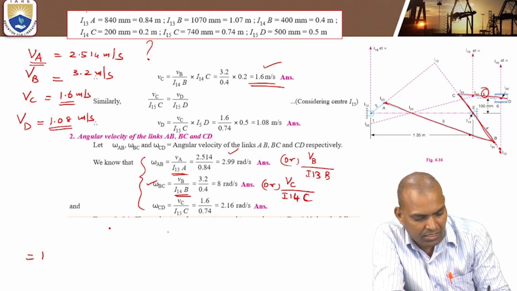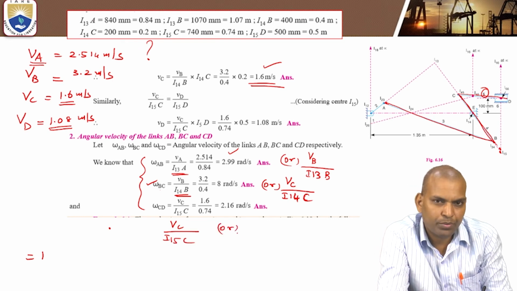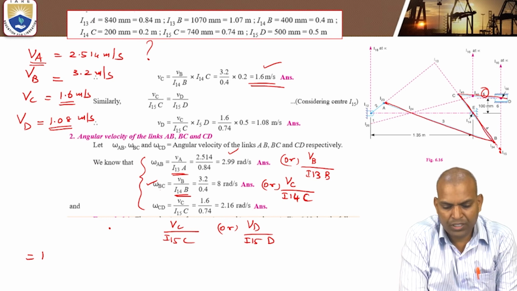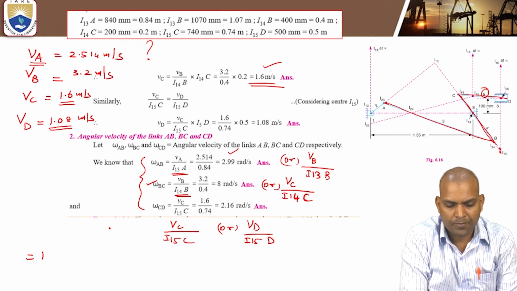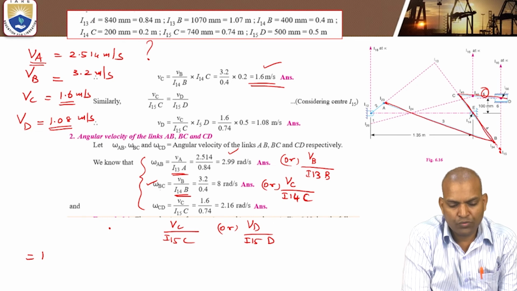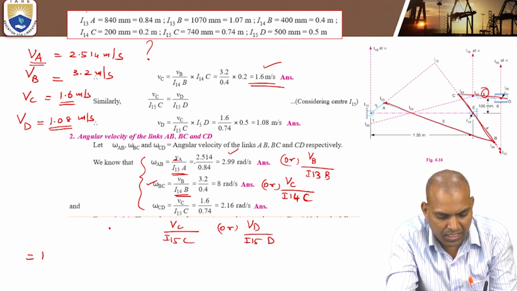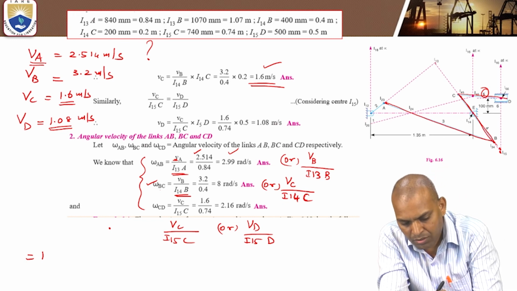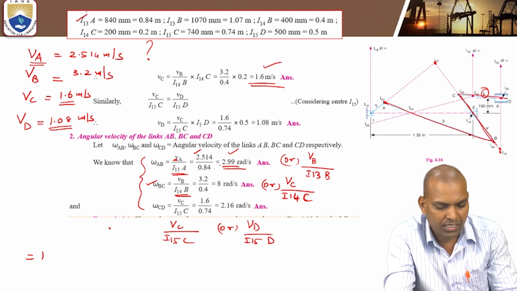Again, if we consider point C, VC by I15C, or another formula, VD by I15D distance. We can use any of these two formulae to find out the angular velocities. Now, omega AB equals VA by I13A. What is it? VA we know, the velocity of A, 2.514 meter per second, by I13A. Where is I13? To point A. Already marked I13A, that is 0.84 meters. That is 2.99 radians per second.